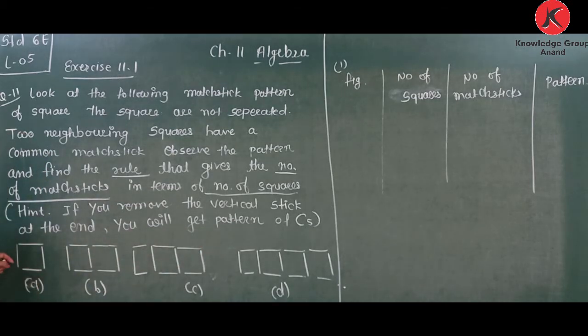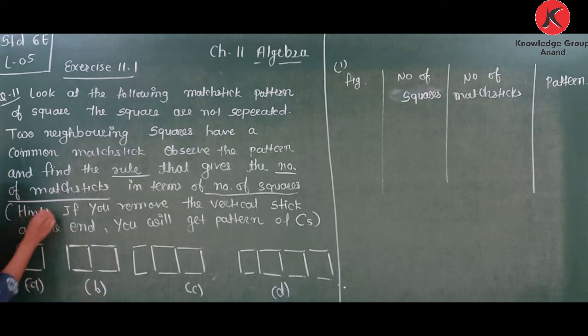Now you can check your first pattern. How many matchsticks are required for the first square? We need 4 matchsticks. For the second pattern, two squares are neighbors with a common vertical matchstick. You can see this is the common vertical matchstick that joins both the squares. So here, how many matchsticks are required? 1, 2, 3, 4, 5, 6 and 7.